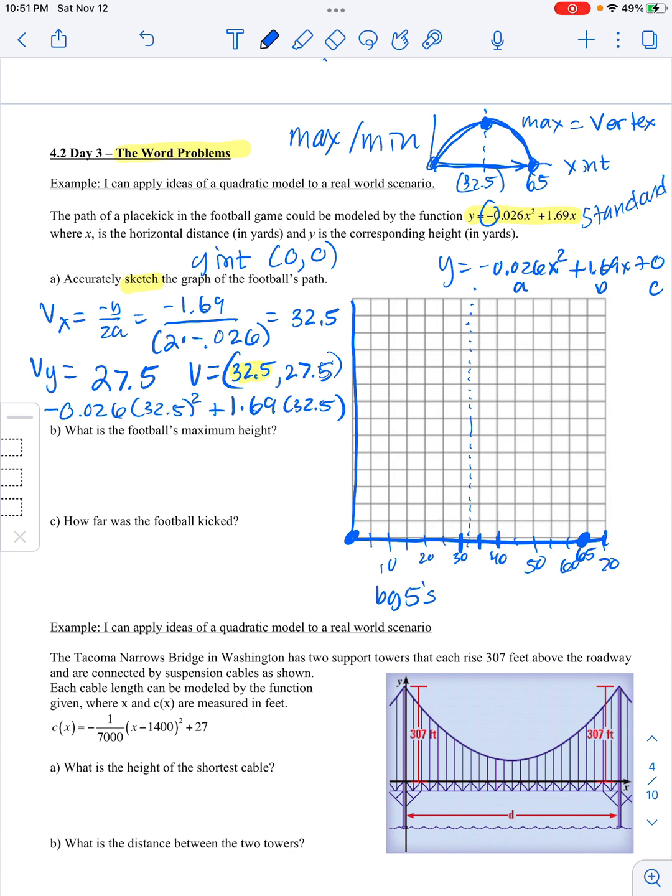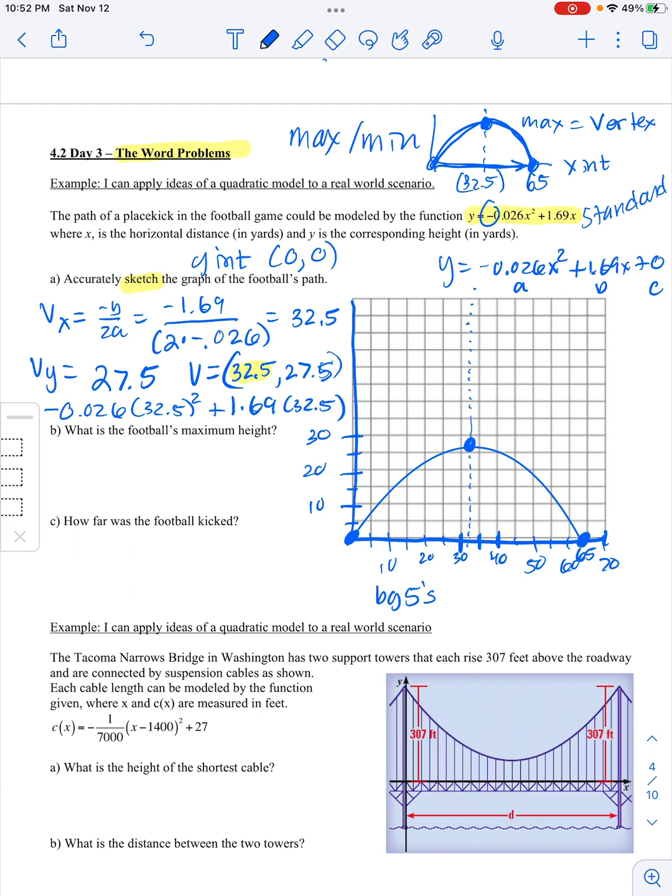So up the side, we have to go to at least 27.5. So 5, 10, 15, 20, 25, 30. Certainly I could have spread that out more, but you can do whatever you want. So 27.5 would be about here. So this football goes up, hits that peak, and then comes back down. That is the path of that football.